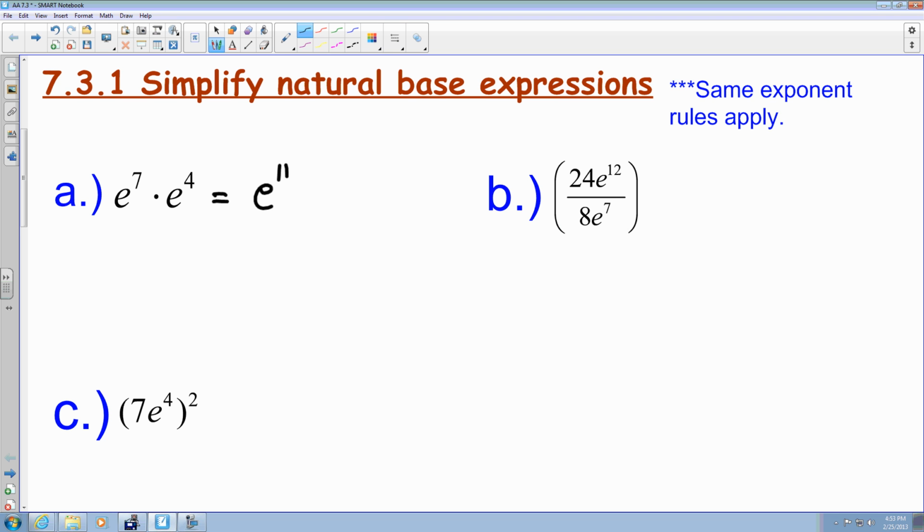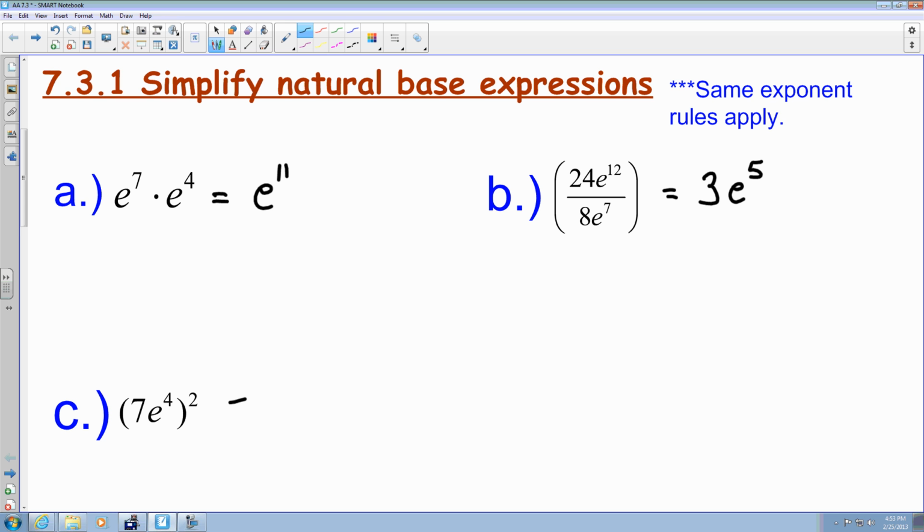For b, I got 24 e to the 12th divided by 8 e to the 7th, which means 24 divided by 8 is 3. And then I got e, but then I'm going to use the quotient property, stating that if I have two variables of the same base, I'm just going to subtract the exponents. So 12 minus 7 gives me 5. So then that's the answer for the simplified expression.